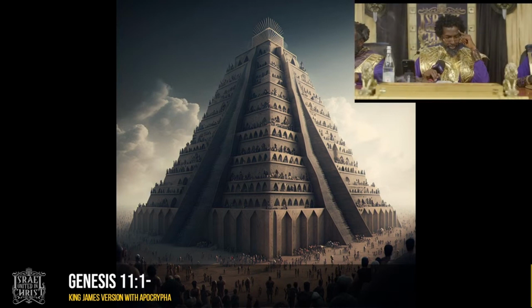Verse 5. And the Lord came down to see the city and the tower, which the children of men builded. And the Lord said, behold, the people is one, and they have all one language. And this they begin to do. And now nothing will be restrained from them, which they have imagined to do. Go to, let us go down and there confound their languages, that they may not understand one another's speech. So the Lord scattered them abroad from thence upon the face of all the earth, and they left off to build the city. Therefore is the name of it called Babel. That's where the name Babel comes from, meaning confusion. Because the Lord did there confound the language of all the earth, and from thence did the Lord scatter them abroad upon the face of all the earth.